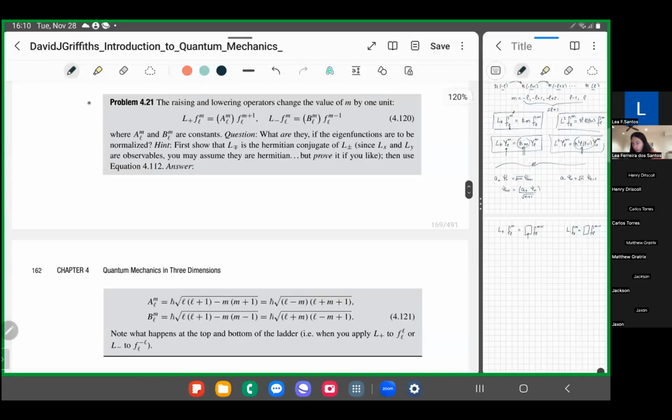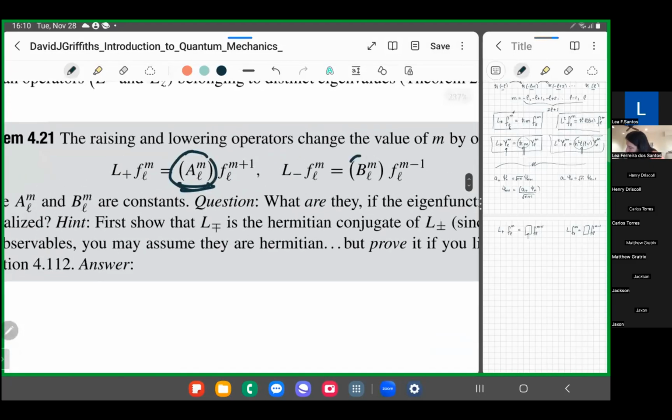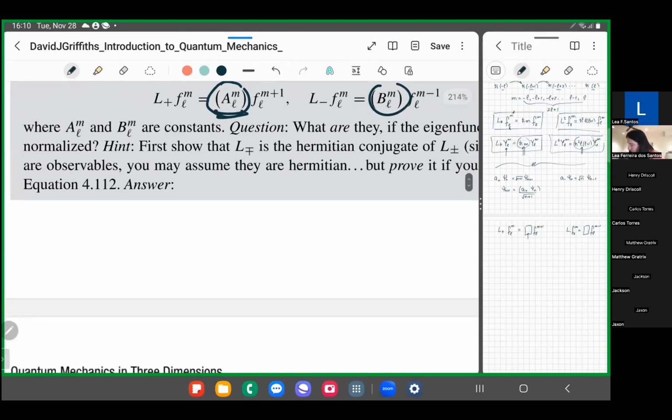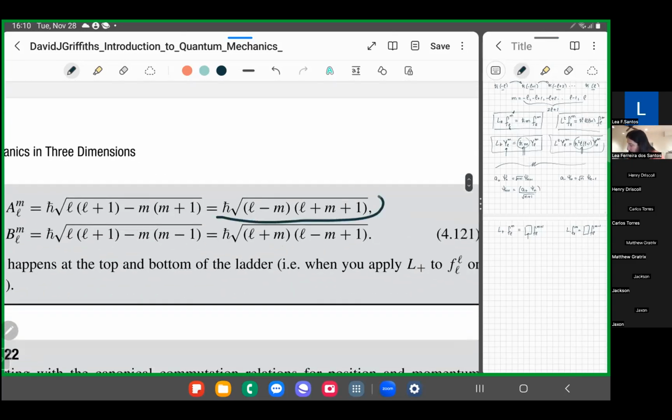So this problem is to find this normalization factor. You see this? This is the normalization factor. And it's not as simple as it was in the harmonic oscillator, not just a simple square root. It's again a square root, but now it involves L's and M's. But it's very useful, because then we can find any other spherical harmonics if I know one of them. You can go on raising or lowering.